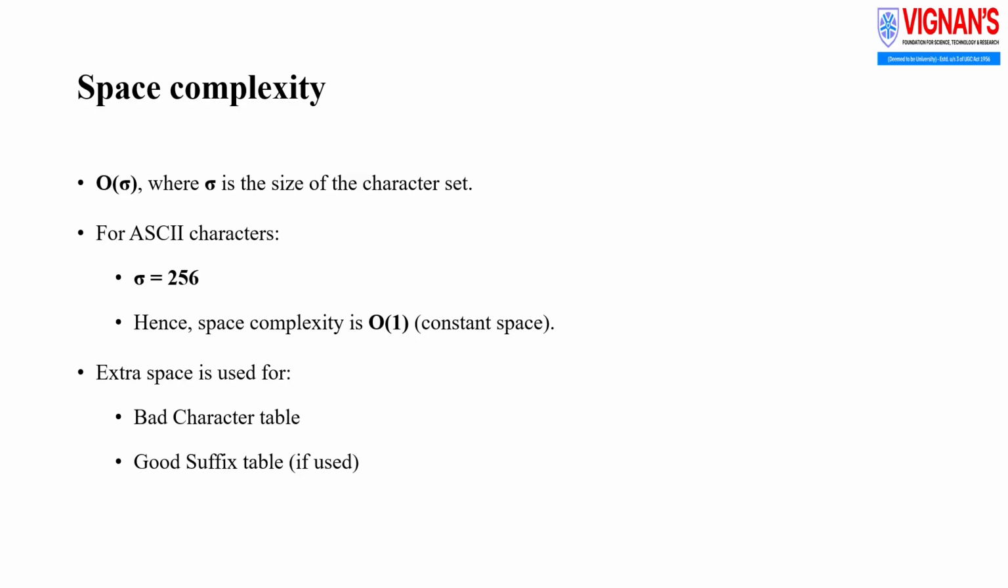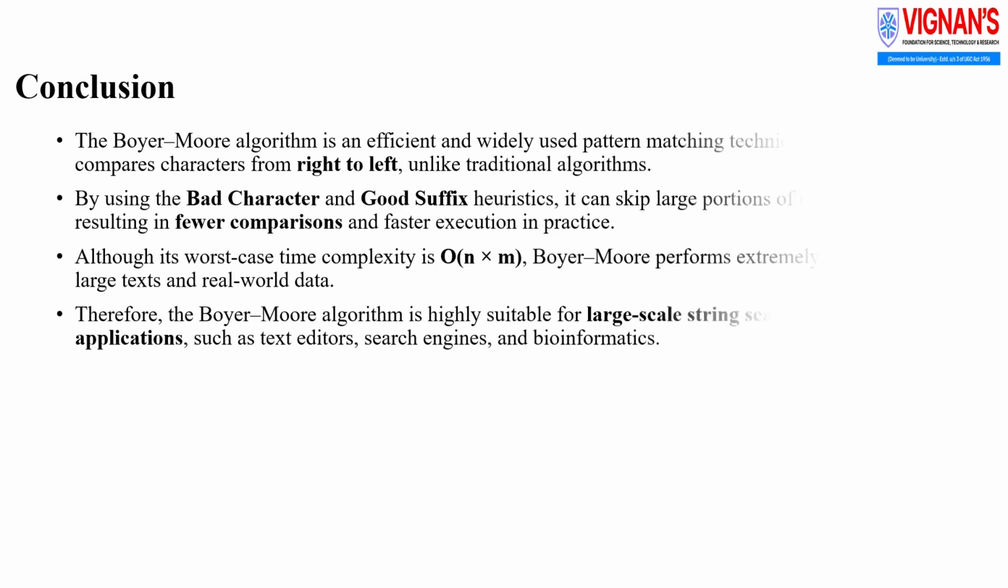Conclusion. The Boyer-Moore algorithm is an efficient and widely used pattern matching technique. Unlike traditional algorithms, it compares characters from right to left. By using the bad character and good suffix heuristics, the algorithm can skip large portions of the text. This results in fewer comparisons and faster execution in practice.